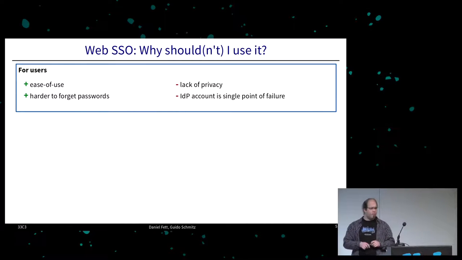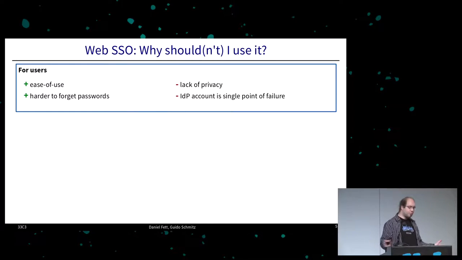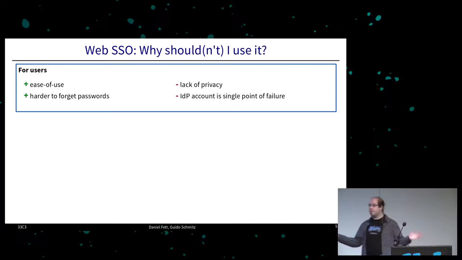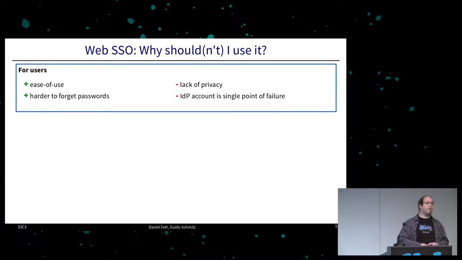So this is the basic principle. Why should we use single sign-on, or why shouldn't we use single sign-on? For users, it's very convenient. You don't have to remember which account you used where, which password, and so on. You just click and log in with Facebook, and you're all done. Of course, this comes with a lack of privacy, because Facebook then always knows where you log in. And also, the identity provider you choose is a single point of failure. If that one closes down or changes its terms and conditions, then you perhaps cannot log in to your accounts anymore at some third-party web pages.